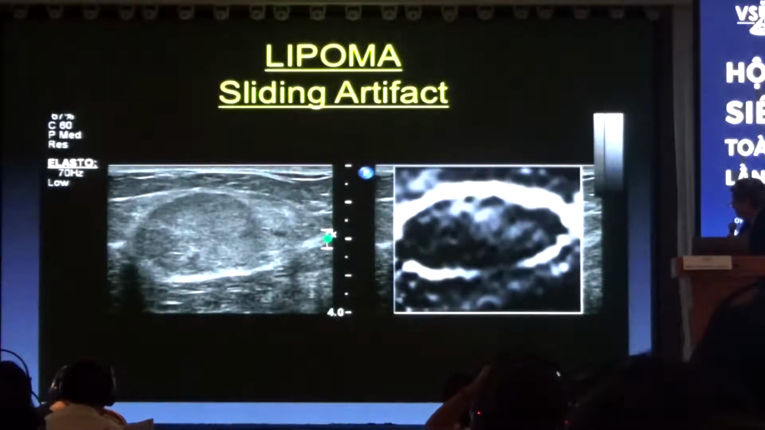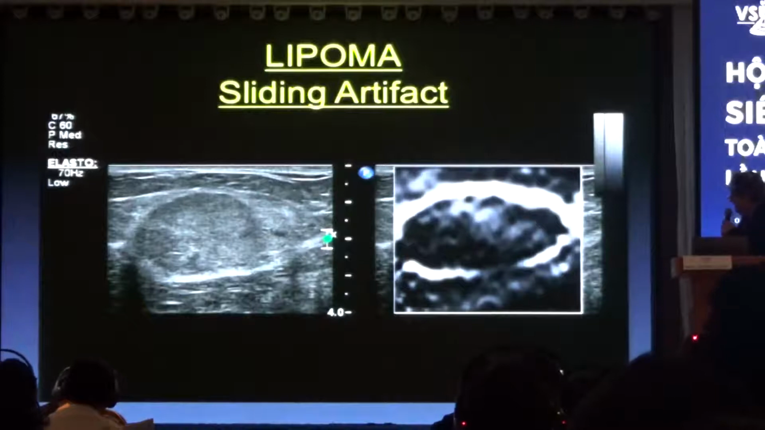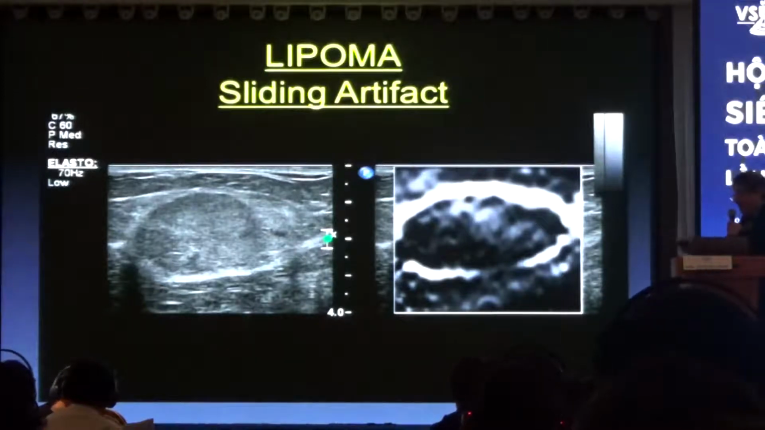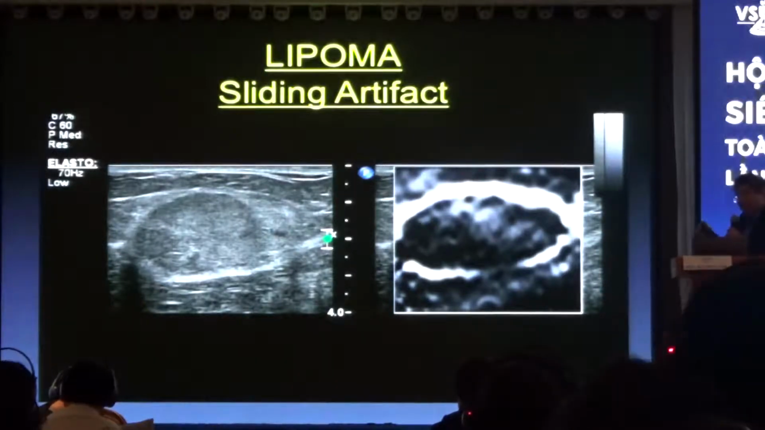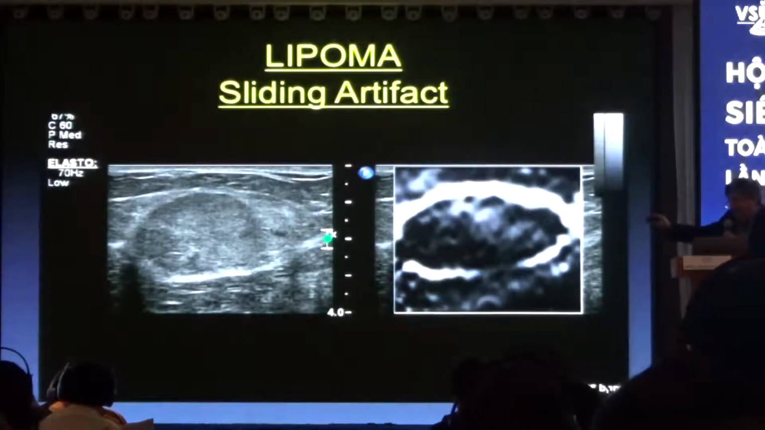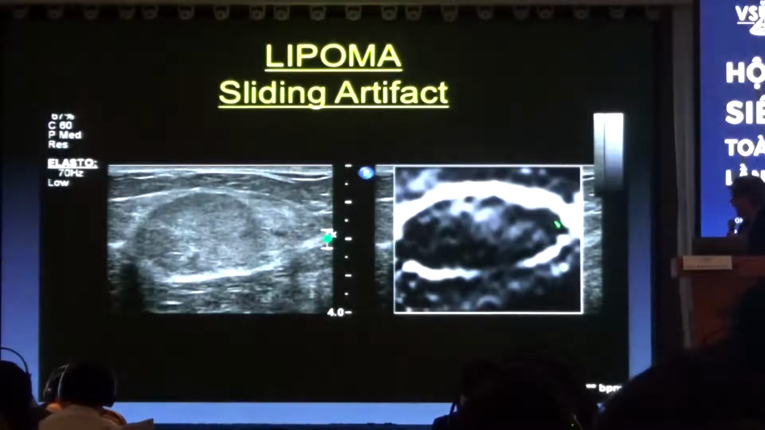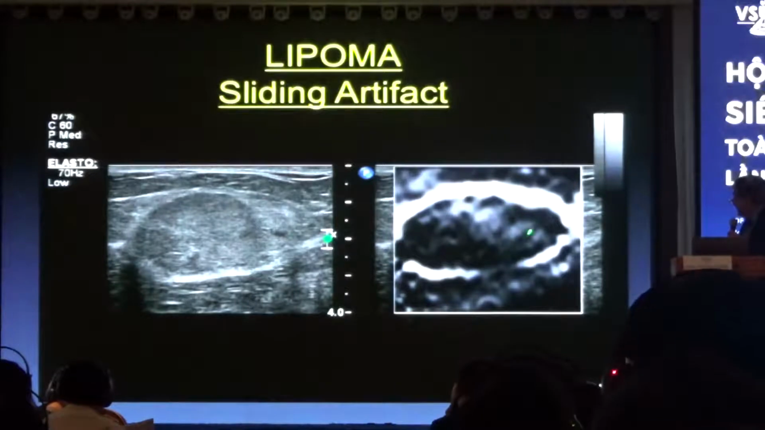But I want to show this too because you see this white ring around the lesion. This is what I call the sliding artifact. This is when the lesion is moving in and out of the plane, you get this artifact. You know sometimes when you're scanning the breast and you go over a fibroadenoma, you feel like it plops out. This is the elastography of it plopping out. So if you're seeing this, it's telling you that this lesion is not attached to the surrounding tissue.